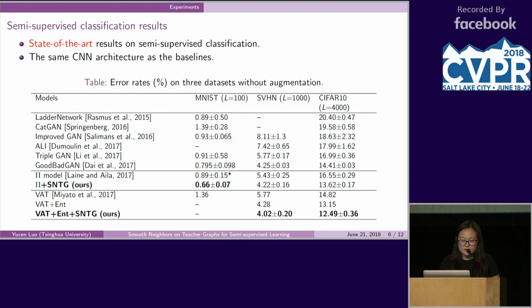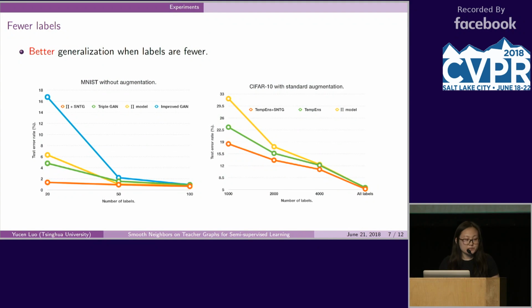Now, let's look at some experiment results. First, we achieved state-of-the-art performances in semi-supervised classification on benchmark datasets such as MNIST, SVHN, and CIFAR-10 compared to strong baselines, including generative models and perturbation-based methods. Second, when the labeled training data points are very few, we can see that SNTG has better generalization performance on MNIST with only 20 labels, and also on the CIFAR-10 dataset with only 1,000 labels.